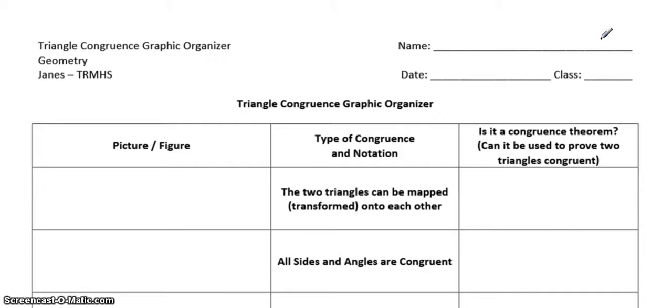On the back side, we're going to list some common given conditions that we might see in a triangle congruence proof. So this piece of paper is going to be very important to us. Make sure you follow this closely and don't lose this graphic organizer as we go ahead.